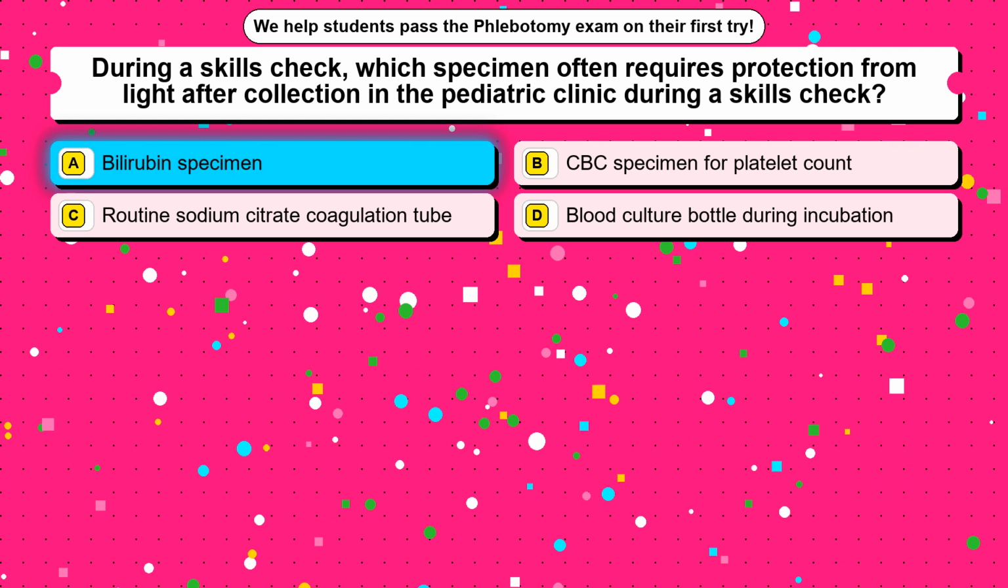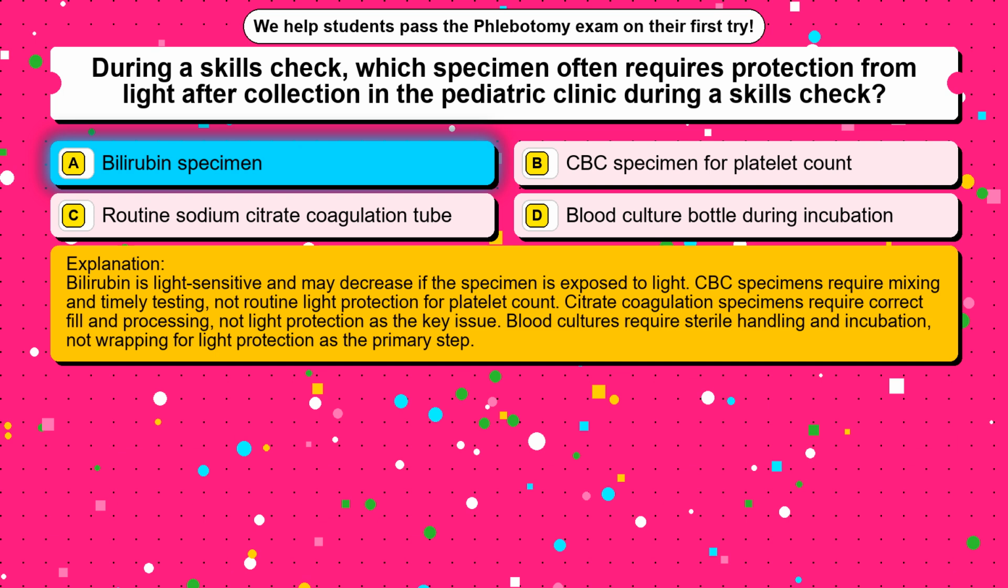The correct answer is option A. Bilirubin specimen. Bilirubin is light sensitive and may decrease if the specimen is exposed to light. CBC specimens require mixing and timely testing, not routine light protection for platelet count. Citrate coagulation specimens require correct fill and processing, not light protection as the key issue. Blood cultures require sterile handling and incubation, not wrapping for light protection as the primary step.